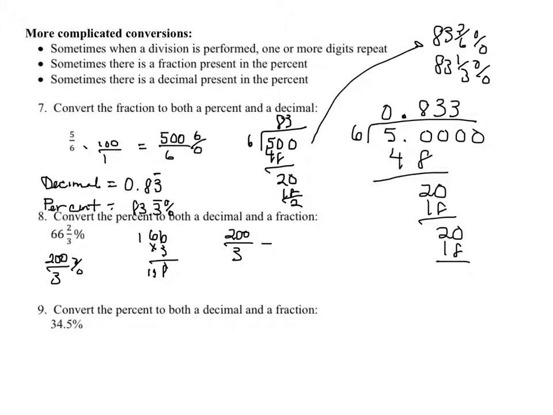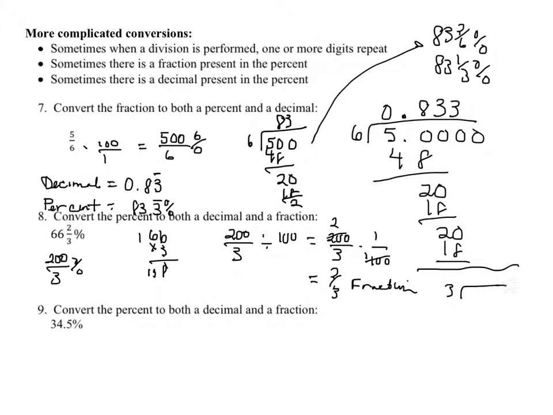I have to divide by 100, which is 200 over 3 times 1 over 100. So if I do that, I'm going to divide those out. 100 goes into 100 once, 100 into 200 twice. So this becomes 2/3, written as my little fraction. Now to convert it to a decimal, all I really have to do is take the fraction and convert that to a decimal. So I'm going to do that.